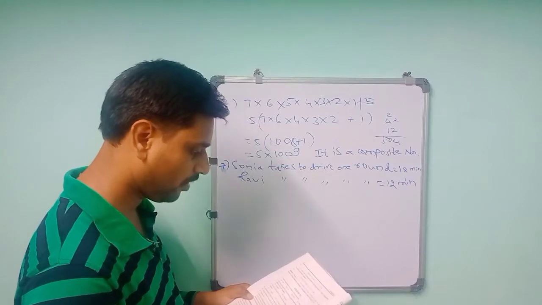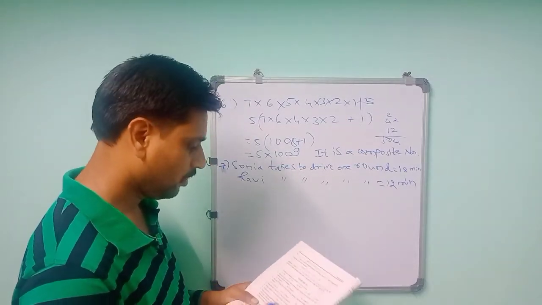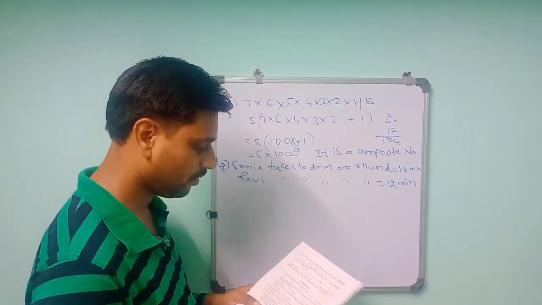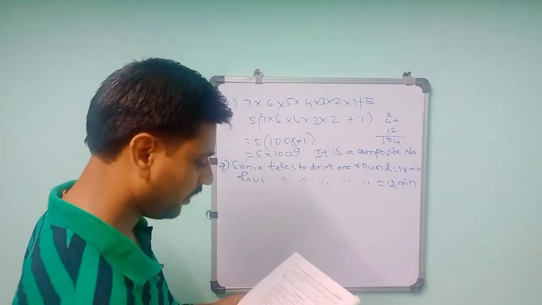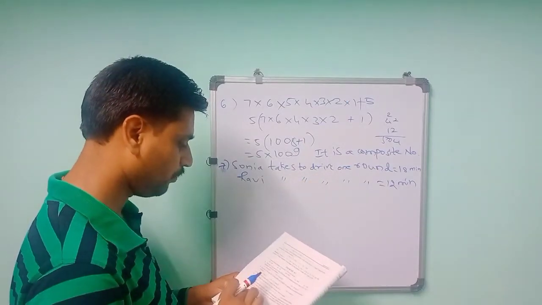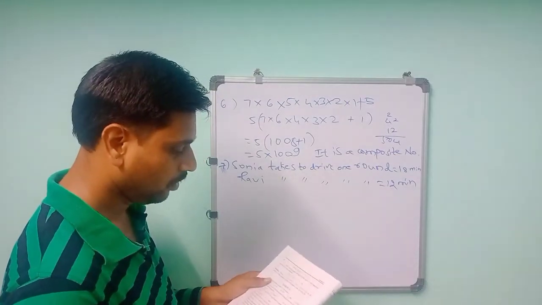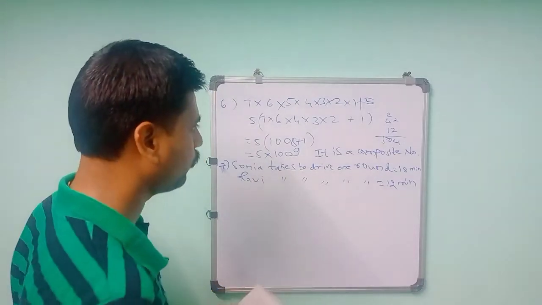Suppose they both start at the same point and at the same time and go in the same direction. If that is given, then you have to find the LCM of the numbers. So after how many minutes will they meet again at the starting point? For that you have to take the LCM.